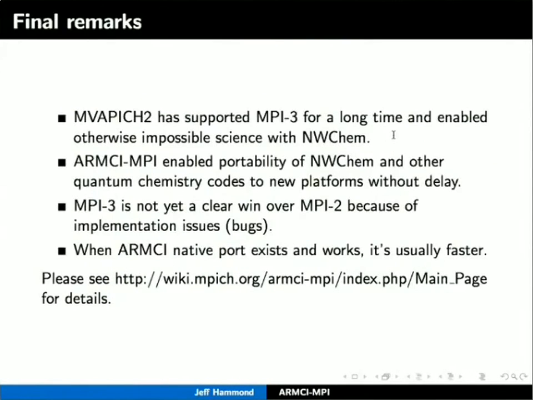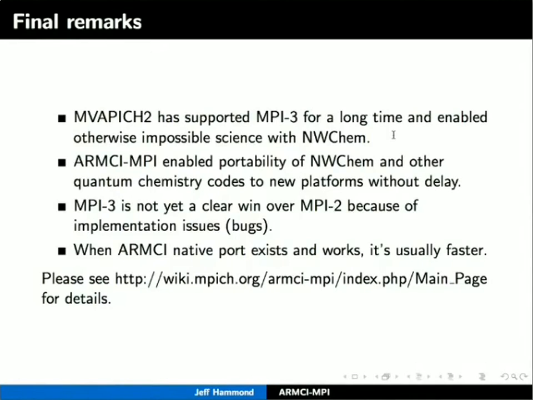So in conclusion, MVAPICH2 was one of the first implementations of MPI-3 for HPC networks. I've been using it for so long I can't remember, and there's a number of science papers that have already been published that made use of MVAPICH, for the Cray version, with ARMCI-MPI running NWChem. ARMCI-MPI has enabled us to run NWChem on platforms that we couldn't run on otherwise. There was no native port, and in the case of Blue Gene/Q, there isn't even a native port yet.